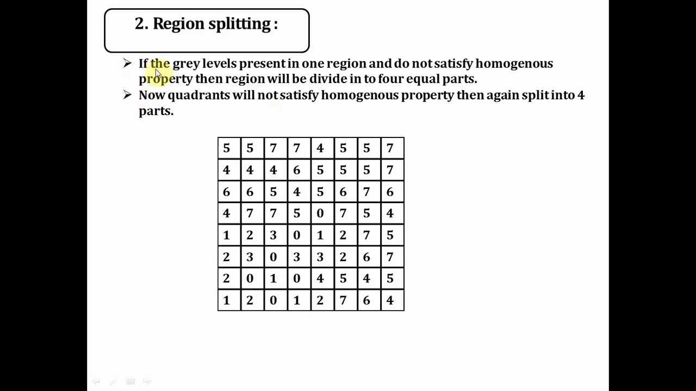Now what is the condition, or what are the steps? If the gray levels present in one region do not satisfy the homogeneous property, then the region will be divided into 4 equal parts. Then if the quadrants do not satisfy the homogeneous property, again split into 4 parts. Unless you get similarities, you will split a region into 4 parts. Okay, how?